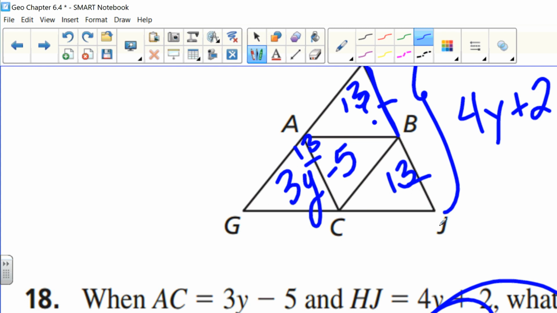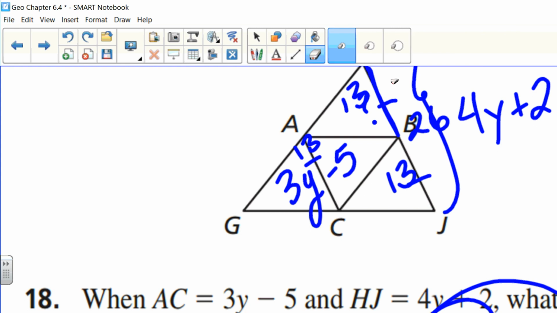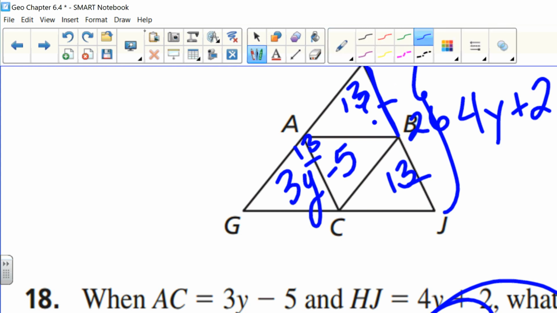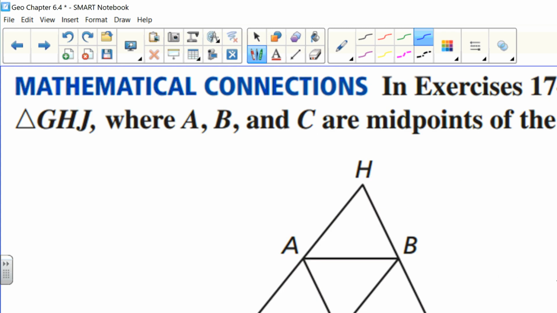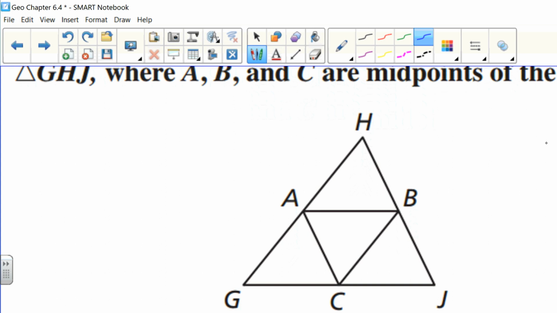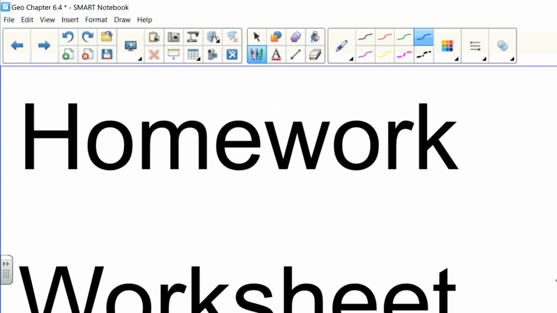Now that tells me that the entire length is 26, but to find the length that we want, we have to divide it by 2, which would give us 13. So we would get back to 13. So HB is 13. Are there any other questions on this here? And that is it.